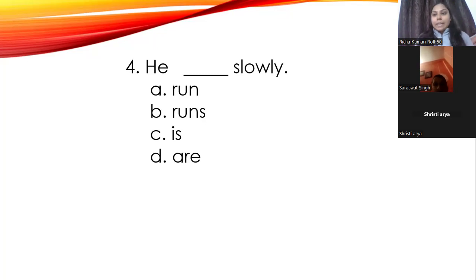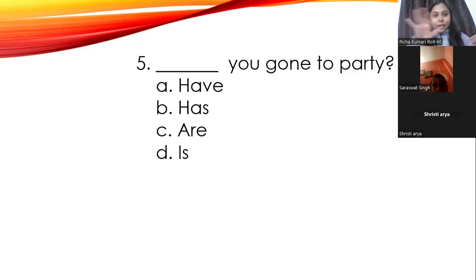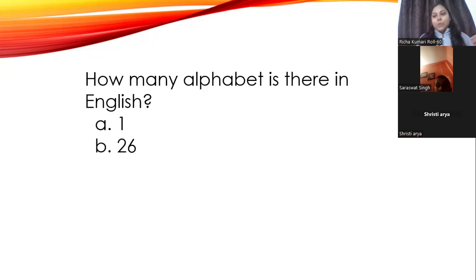Okay. So here we have discussed yesterday that he is singular. So we will use runs with he. Yes, ma'am. The next, what will be the answer? Have you gone to the party? Good. Okay. So here once again the question is for you, Shashwat and Shrishti, both of you.